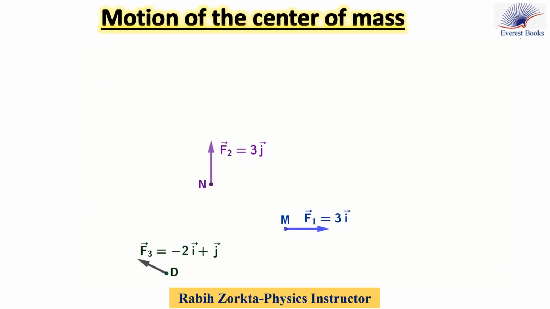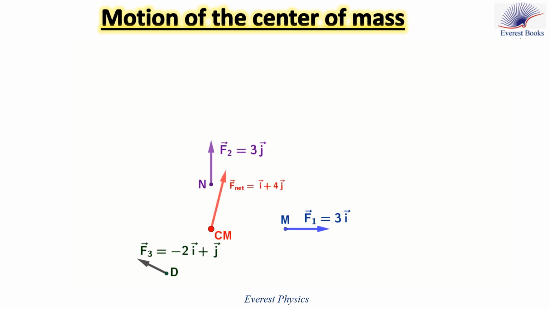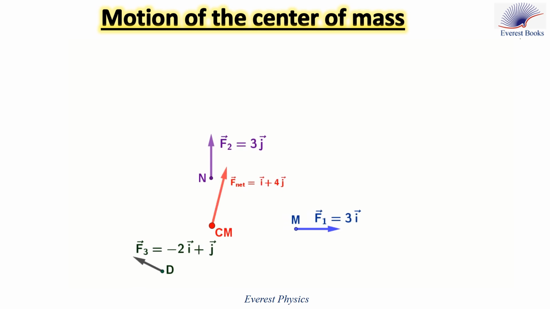This animation shows three particles, M, N, and D, and the net force acting on each one. F1 is the net force acting on M, F2 is the net force acting on N, and F3 is the net force acting on D. Let M be the mass of this system composed of M, N, and D. Cm is the center of mass of this system. Now let's start the animation.